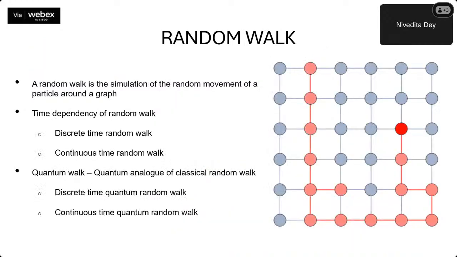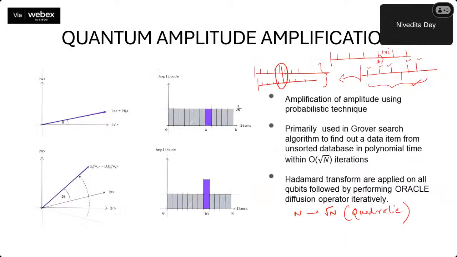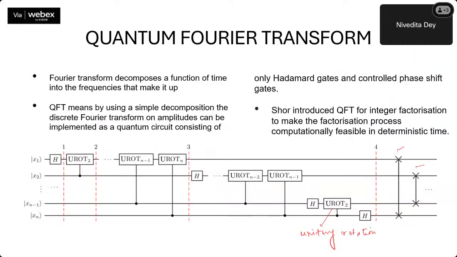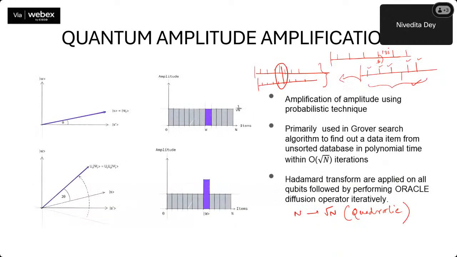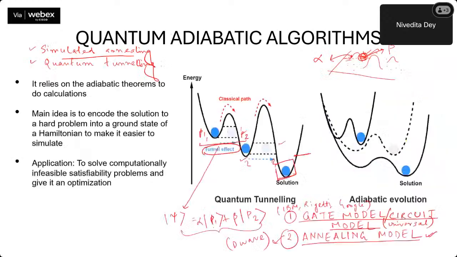Then it's random walk. So random walk is a simulation of a random movement of a particle around the graph. And see, the way they actually work, adiabatic is completely different. Simulation is completely different. Amplitude amplification is completely different. Fourier transform is completely different. It is not like one is an advancement of another one, or there is any chronological order in which you should be learning them. Nothing like that. They are completely different in the way they work.